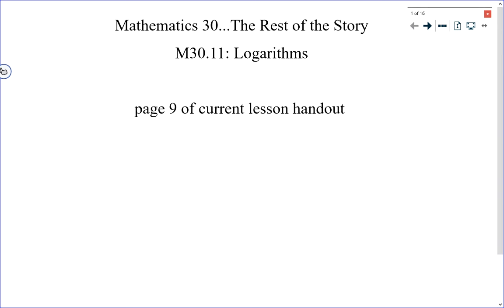Today we're looking at lesson 30.11, which deals with what are called logarithms. And logarithms are an entirely new concept to you. You haven't seen a hint of any of this kind of math up until this point. So it's going to be really, really new for you. This lesson can be found on page 9 of your current lesson handout.